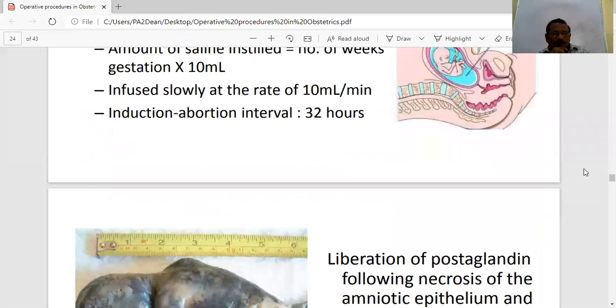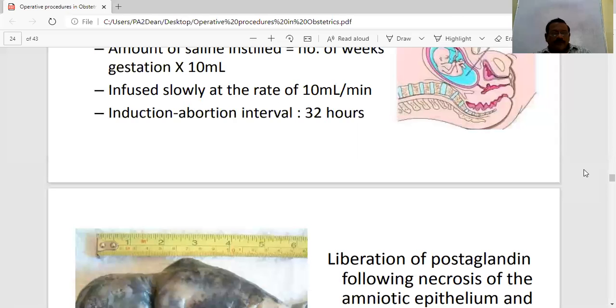Baby is killed by a saline abortion. The saline injection causes severe burns to the baby in the womb, so that will kill the baby. This is extra amniotic hypertonic saline injection.